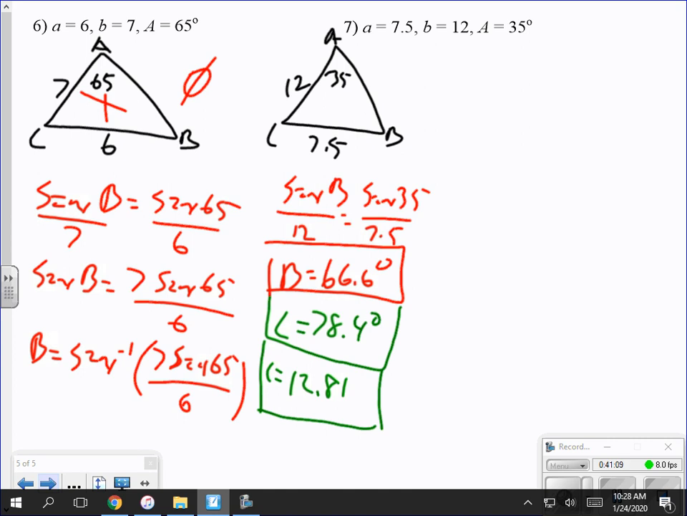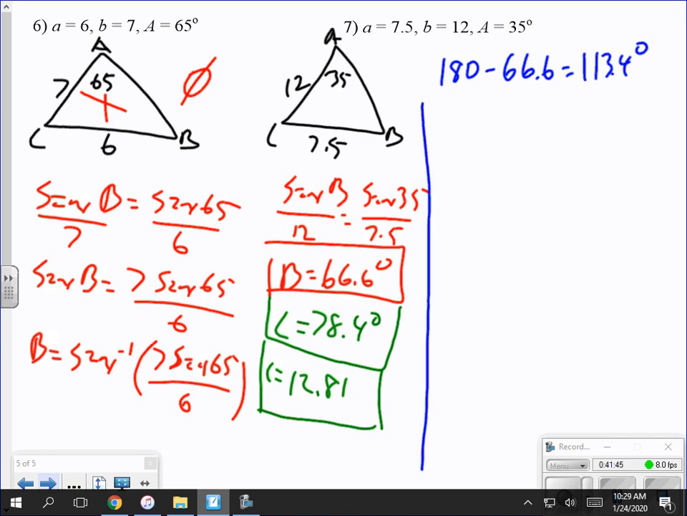We might have two triangles that work. So what we need to do is take the first angle we found and subtract that from 180, see if that gives us a viable number. So 180 minus 66.6 gives us 113.4 degrees. That's entirely possible given the information we have. So I found side B. If I do a second triangle, my angle B is 113.4 degrees. Then for angle C, 113 plus 65, subtract that from 180, and you end up getting 31.6.